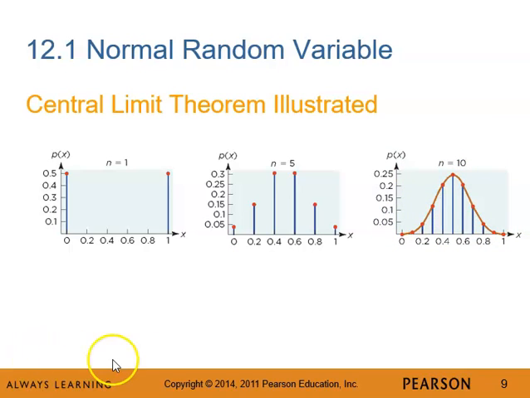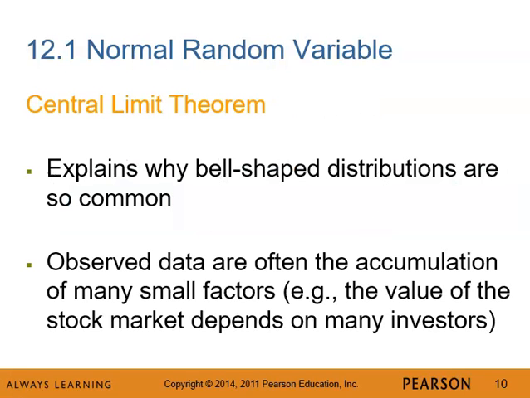So the larger the sample size, we can create a better normally distributed data. So the central limit theorem explains why bell-shaped distributions are so common. In fact, observed data are often accumulation of many small factors.